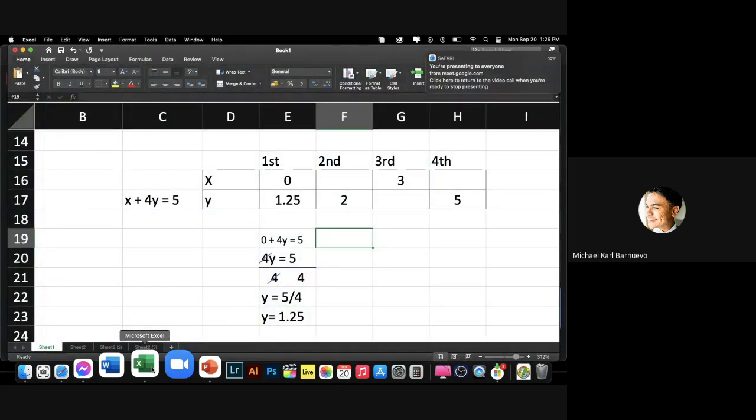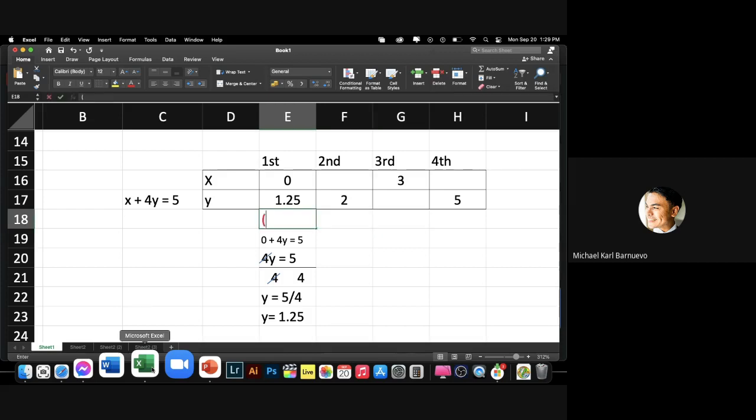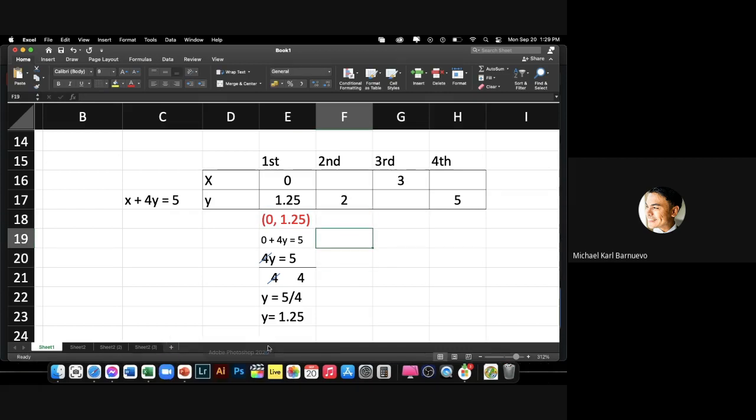Okay, let's go to the second coordinate. Wait, lagay lang natin yung coordinate natin na 0, 1.25. Alright, second coordinate. Substitute naman natin si y sa 2. Okay, so x plus 4 times 2 is equal to 5. Okay, so that is x plus 8. Tama ba? Is equal to 5.